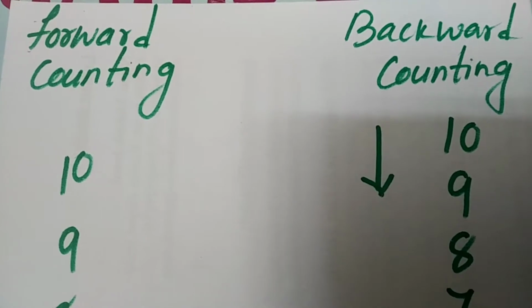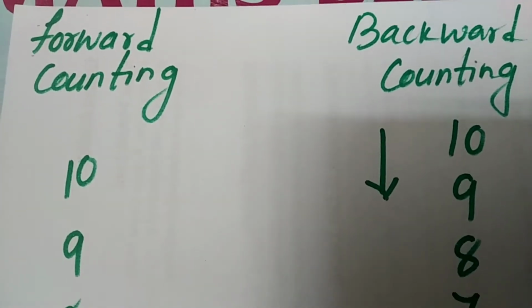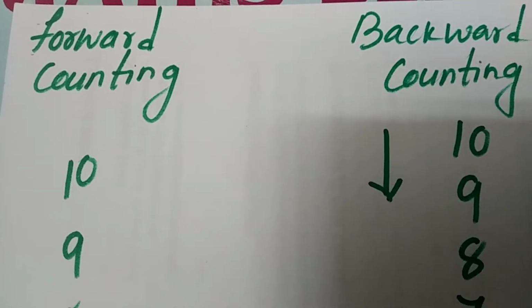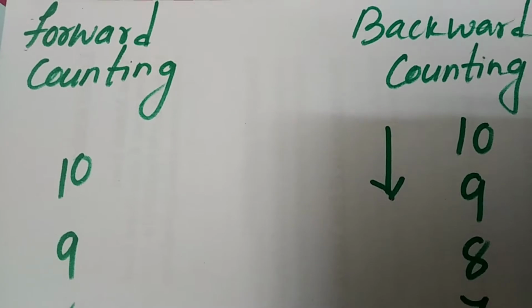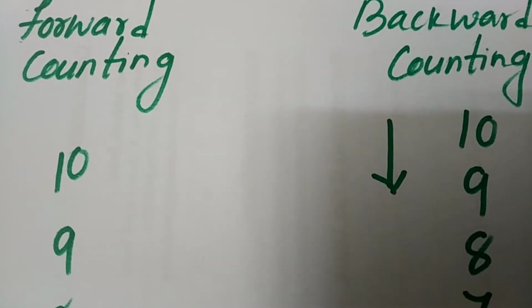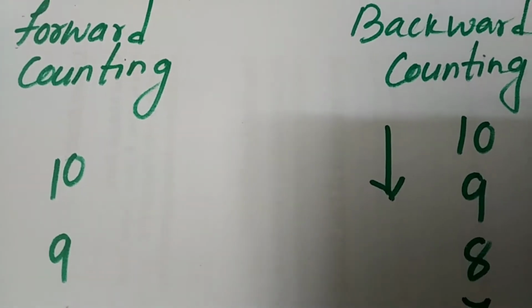So children, do you remember what I taught you in the last class? Yes, about forward counting and backward counting, and we also discussed ascending and descending order. Right? So once again we will discuss the same thing with examples.